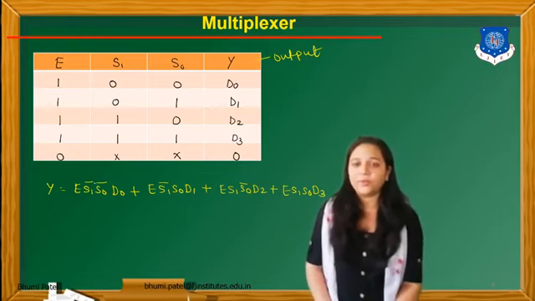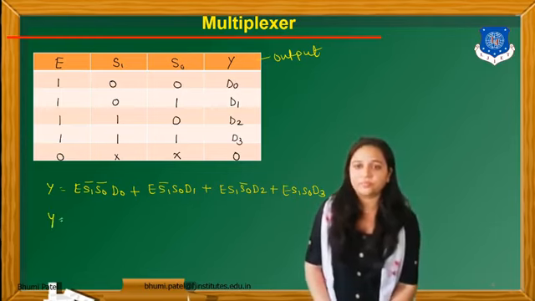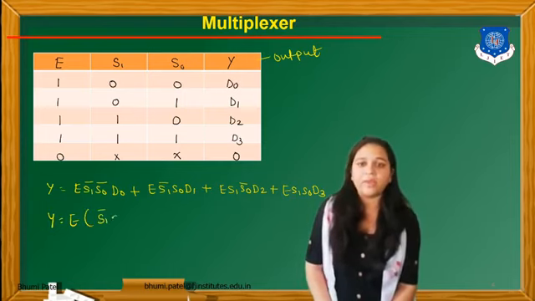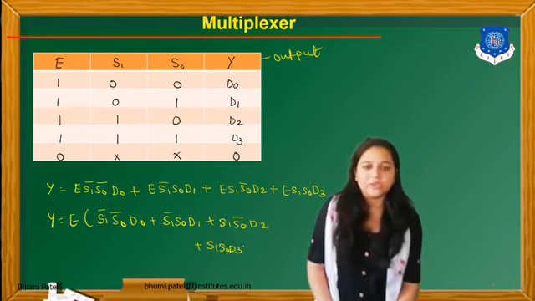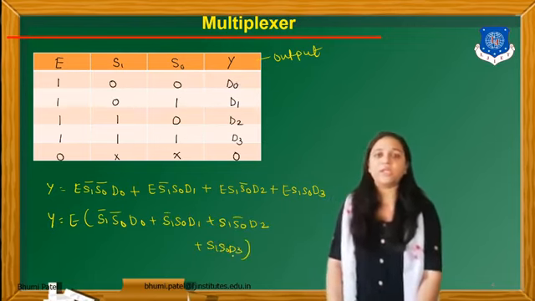Y is equal to E in this bracket: S1 complement S0 complement D0 plus S1 complement S0 D1 plus S1 S0 complement D2, and the last term is S1 S0 D3. So this is my equation for the output.